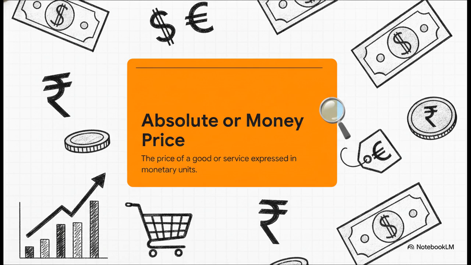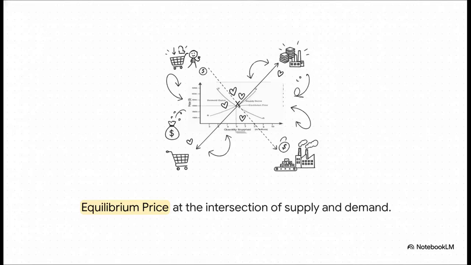Now, when a good or service has its value stated explicitly in monetary units, we refer to this specifically as the absolute price or the money price. You know, that hard, non-negotiable number you see printed right there on the tag. So, how is that number actually determined out in the wild?